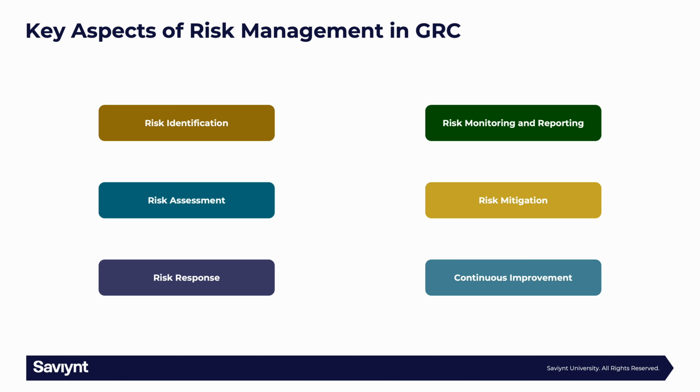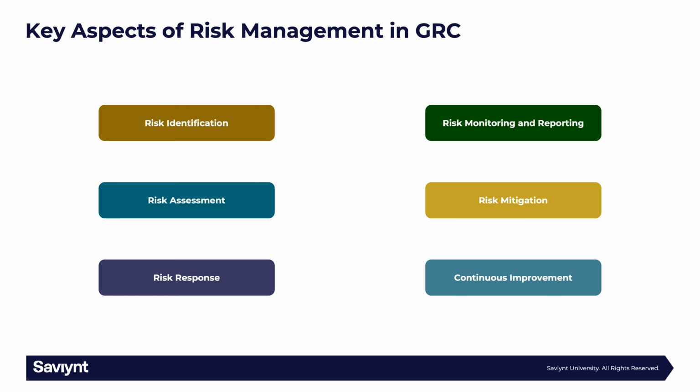Risk mitigation. Once risks are assessed, organizations develop strategies to mitigate, transfer, or avoid them. This could include implementing controls, investing in security measures, or developing contingency plans. For example, a healthcare provider may mitigate the risk of data breaches by implementing robust encryption, conducting regular security audits, and training employees on data privacy practices.